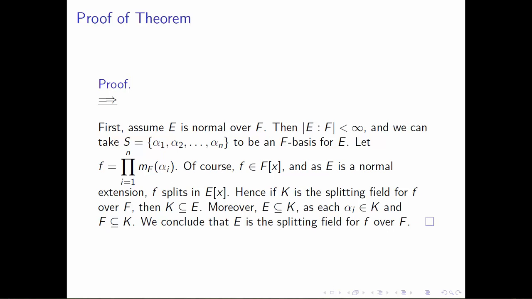And therefore, the vector space that we can generate by F and each of the alpha i's, which is E, will be contained inside that splitting field K. So we've shown K is contained in E, and we've shown that E is contained in K, and the two must therefore be equal. So E is the splitting field for little f over F, and that's one direction of the theorem.